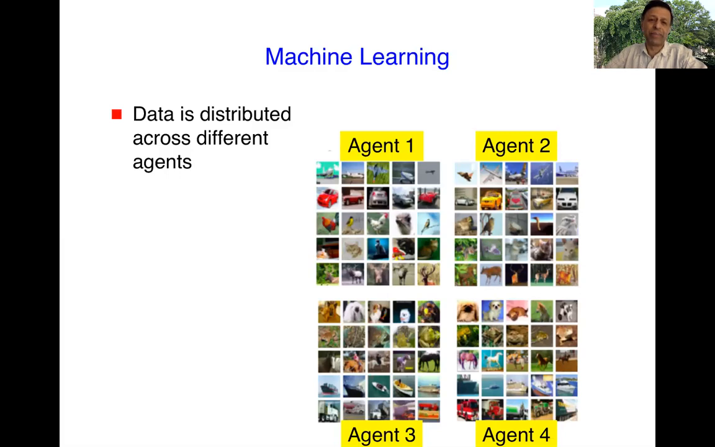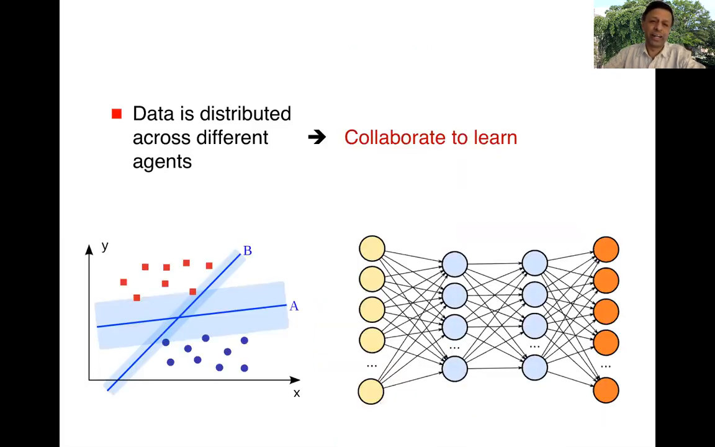So consider the setting where the data on which we are training machines is distributed. In this example, there are 4 agents over which the data is distributed. These 4 agents could be 4 different cell phones that are collecting data for each of the users of those cell phones, or these could be hospitals that have their own patient databases. Given that the data is distributed, somehow these agents must collaborate to learn or to train a machine or a neural network. And the question is how.